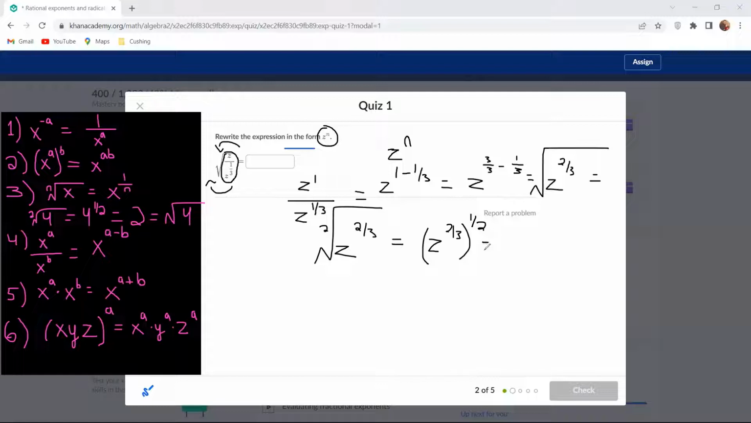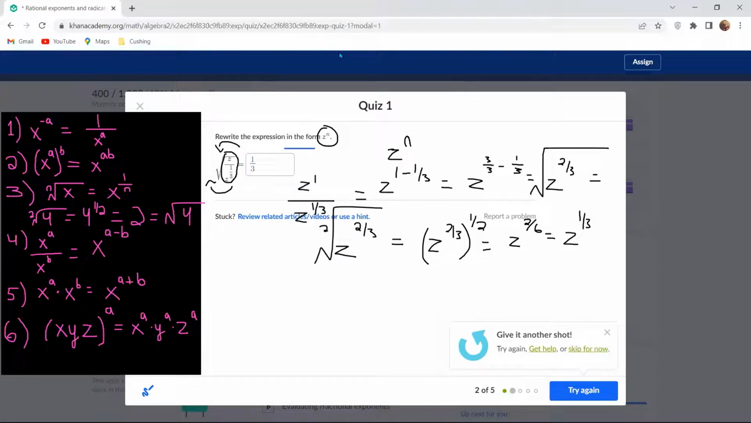Now I can look at rule number 2, and I can see that when I take something raised to an exponent and raise it to another exponent, I'm just going to multiply the exponents. So I'm going to get z to the 2/3 times 1/2. Across the top, I get 2. And across the bottom, 3 times 2 is 6. So it's going to give me z to the 1/3. I'm just simplifying 2/6 to 1/3. So hopefully 1/3 is our answer here. Let's check it out. Oh, give it another shot. Let's pause it.